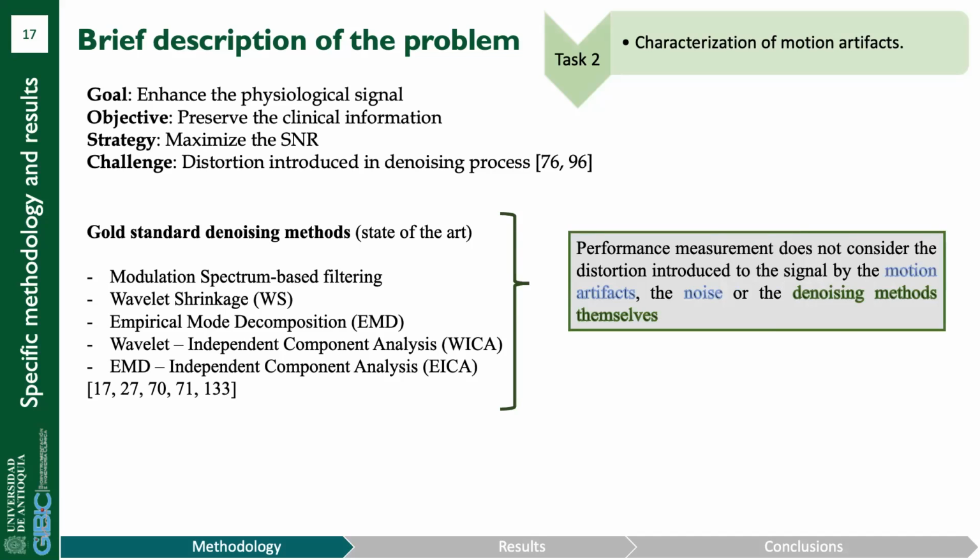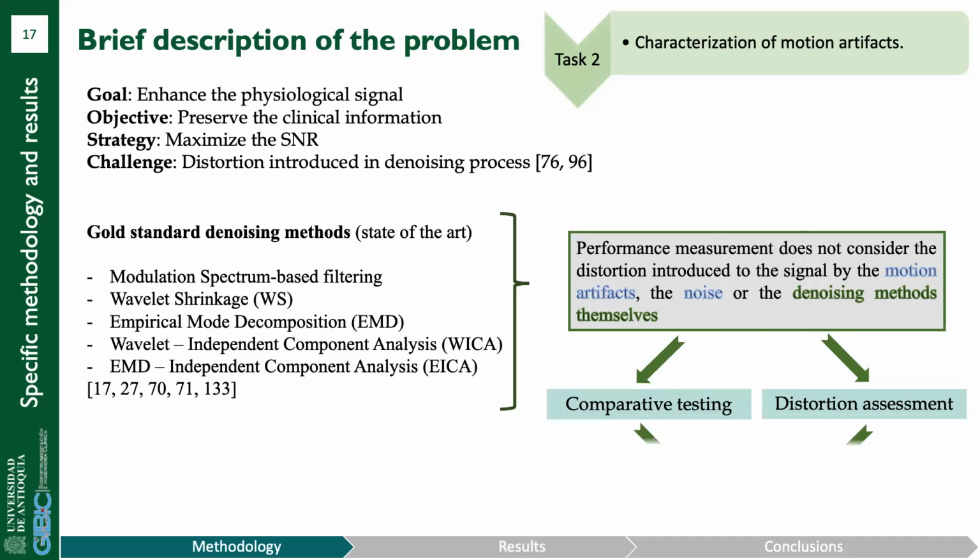The performance measurement that is used in the state of the art does not consider the distortion introduced into the signal by the motion artifacts, by the noise, or by the denoising methods themselves. Then we propose a methodology that will compare the result of the denoising using those specific methods that are proposed in the state of the art, and also propose a measurement of the performance that involves the measurement of the distortion introduced into the signal.